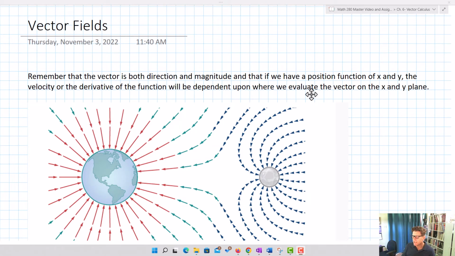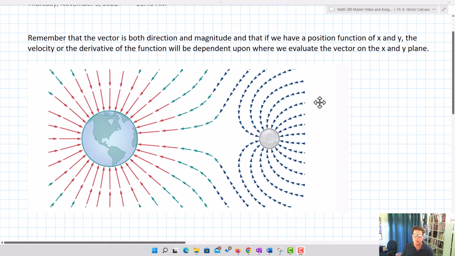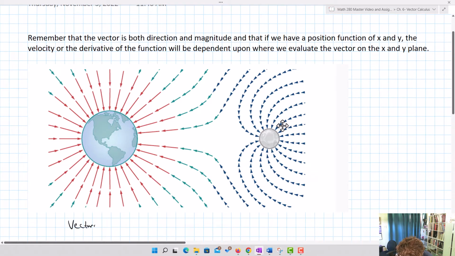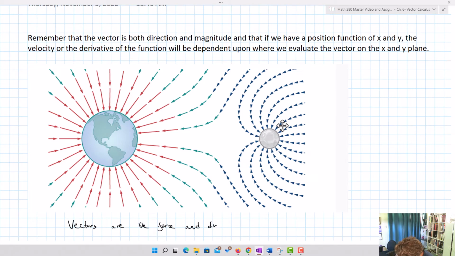So basically, let's imagine that we've got two bodies. We've got the moon and we've got the Earth. And what we want to imagine is that each one of these vectors is the force and direction of gravity. If you know anything about the physics of it, the larger the object is, the greater the gravity is. And the closer that we get to the object, the stronger the force of gravity is as well.